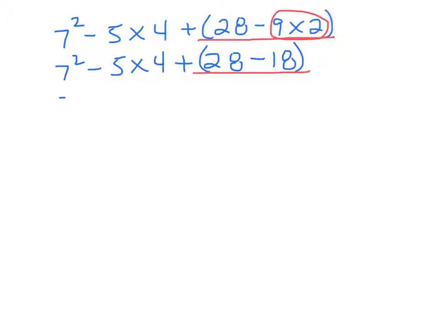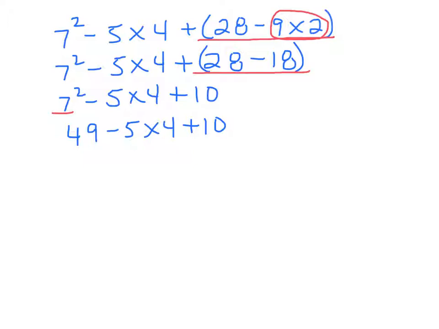So, rewriting again, I have 7 squared subtract 5 times 4 plus 10. Now, I have exponents. That's the next thing I need to do. I need to solve my exponent, 7 squared. 7 squared is equal to 49. So I have 49 subtract 5 times 4 plus 10. At this particular point, I have subtraction, multiplication, and addition. So I have to do the multiplication before I can do any addition or subtraction. So once again, I'm going to rewrite 49 subtract 5 times 4 is 20 plus 10.